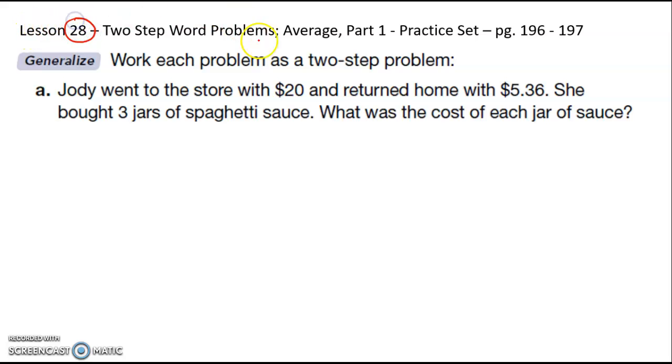Let's see if my pen will work. Awesome. And we're doing two-step word problems, and then we're going to do some average problems. So, highly suggest writing this down on something, on a piece of paper.